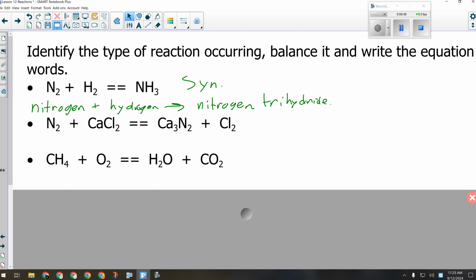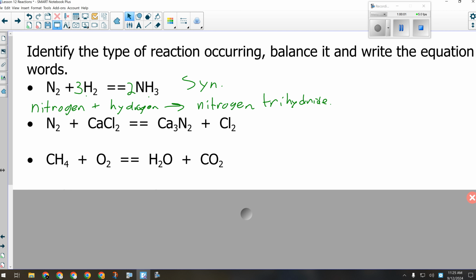So in this reaction, the biggest number is 3. I have 3 hydrogens in the products. I only have 2 in the reactants. What's the lowest common multiple? 6. What do I need to put in front of this? A 3. 3 times 2 is 6. What needs to go in front of this? 2. 2 times 3 is 6. Did I just fix my nitrogens? Yeah. Always a good sign. It's always a sign you've done something right if a number you wrote fixed something else.